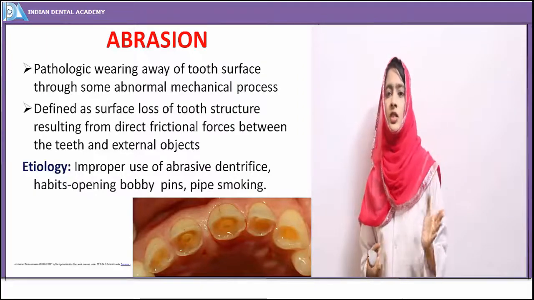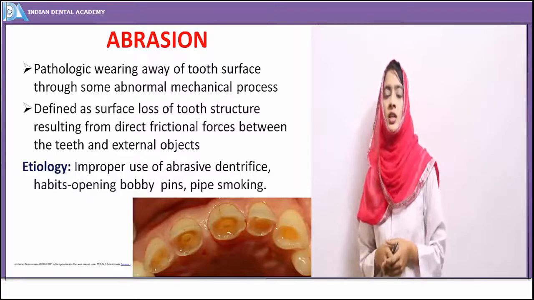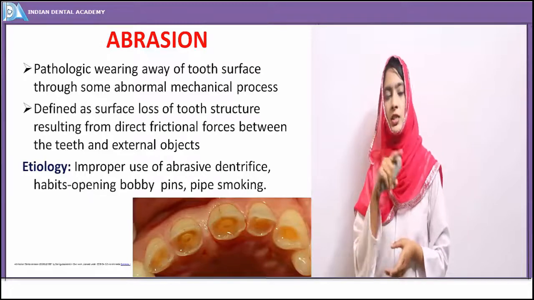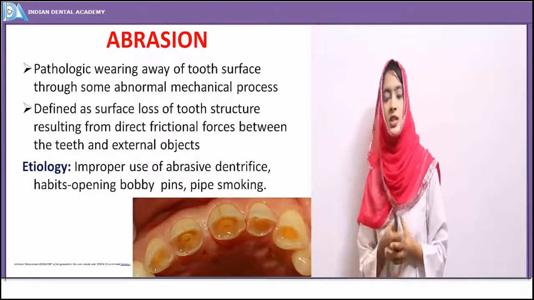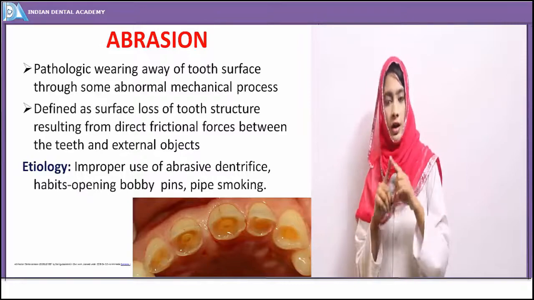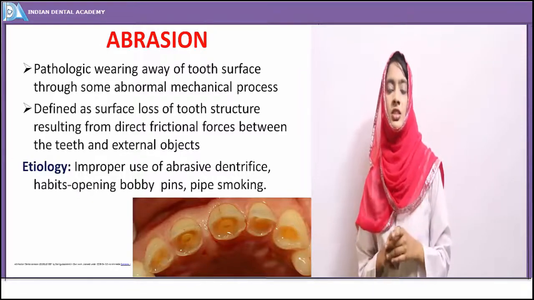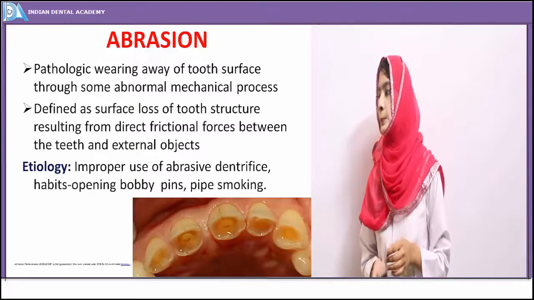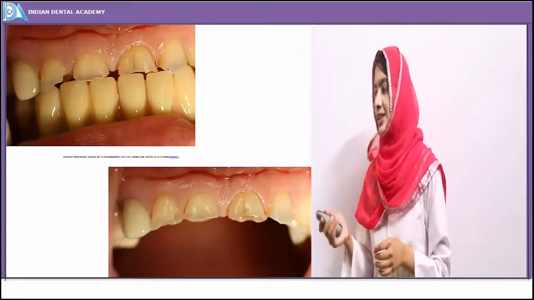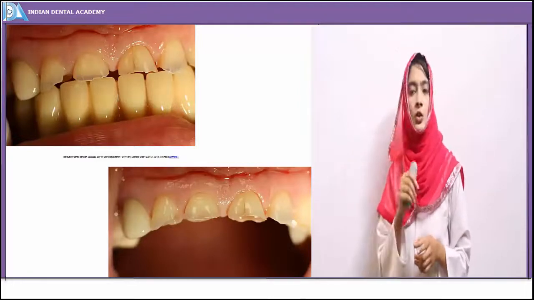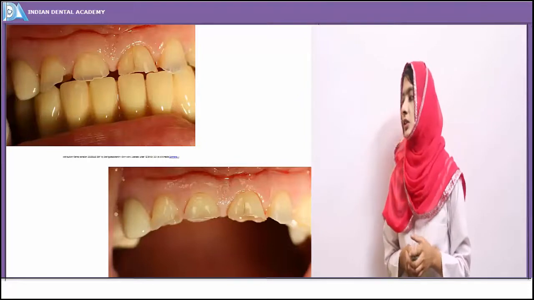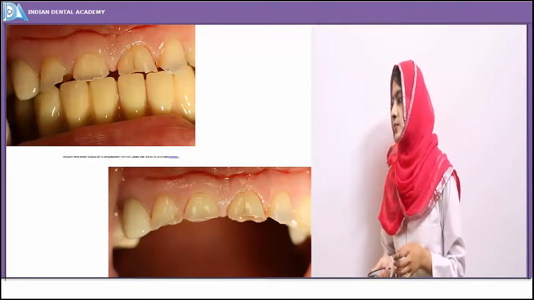There will be loss of tooth surface that conforms to the size of the pipe. Suppose the pipe is circular in shape, you can see tooth surface loss mostly restricted to the maxillary central incisor teeth. So as per the shape of the pipe, such tooth surface loss may be seen. Here in the clinical picture, the upper picture is showing the notching of the incisal edges, maybe because of some habitual tooth surface loss.